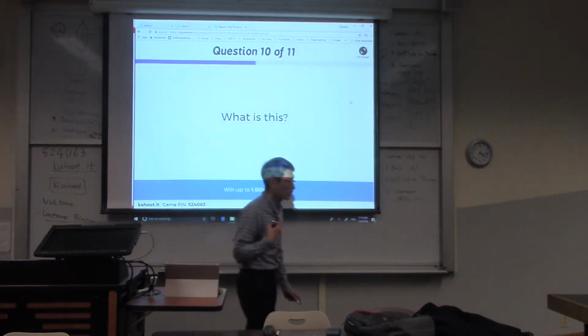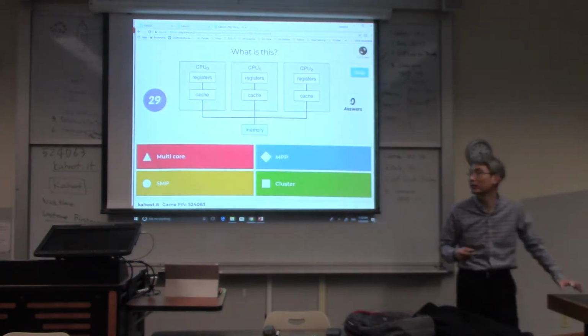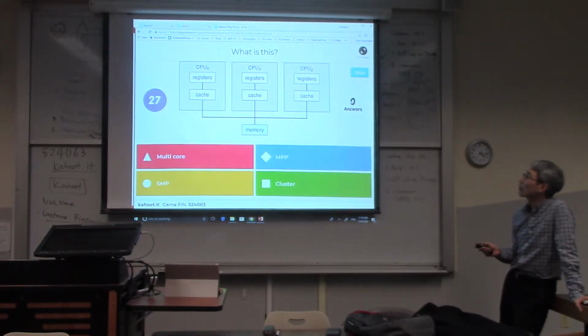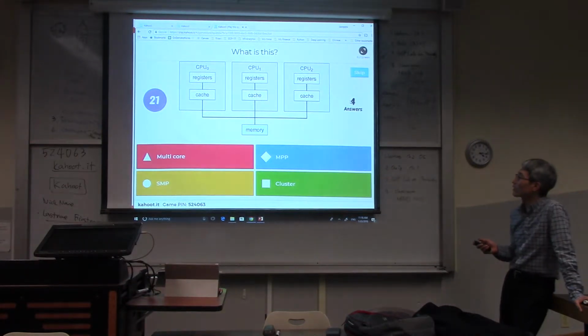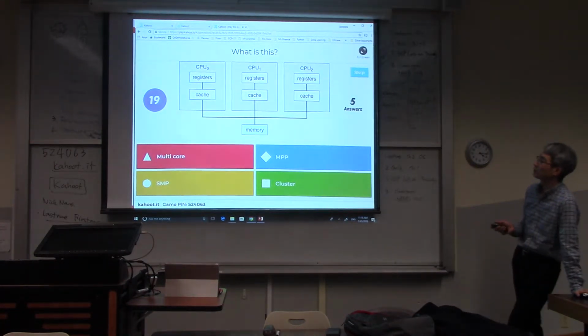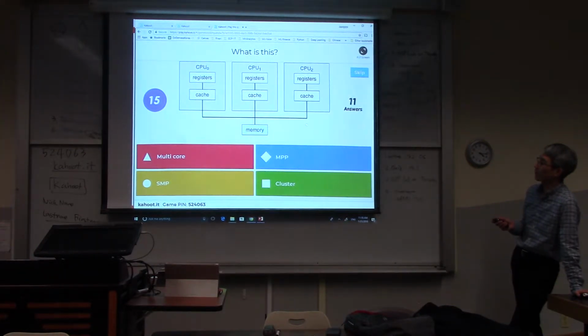In this kind of question, you will see this one. So we have the CPU, which has its own register cache. The register cache is separated. What is this one? They are sharing the memory.